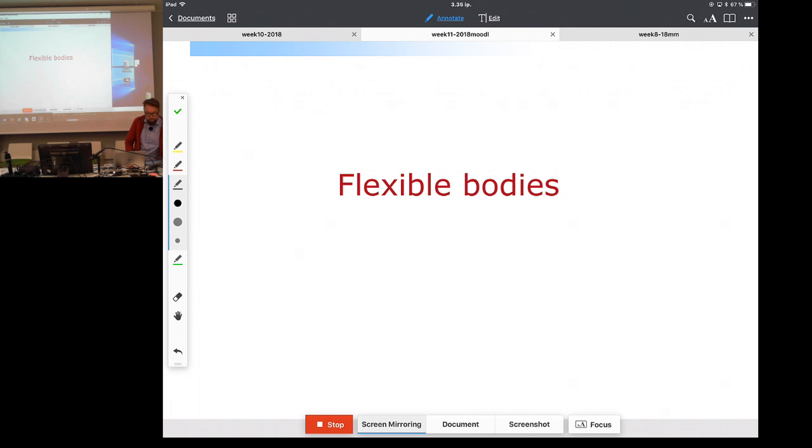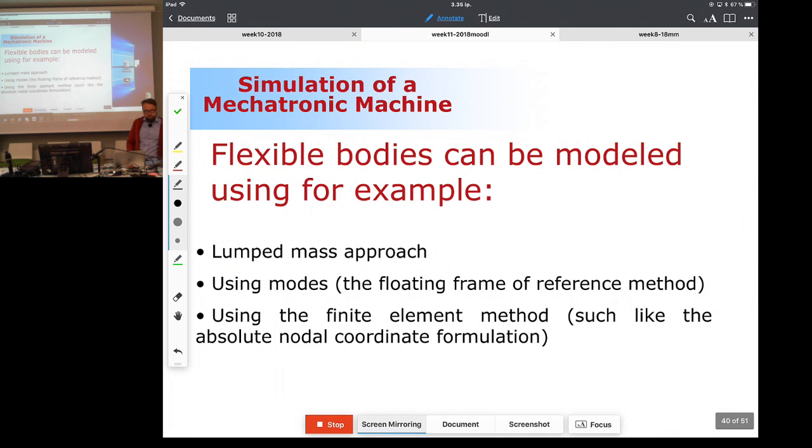Okay. So let's look at the flexible bodies. There are many ways to describe deformable bodies in a multi-body framework. Remember the assumption we made in the very beginning of the course. We said that the bodies will not deform no matter what. This is often a valid assumption, but sometimes there may be bodies that can deform, and sometimes the deformation is so significant that it actually affects the dynamic performance of your system.